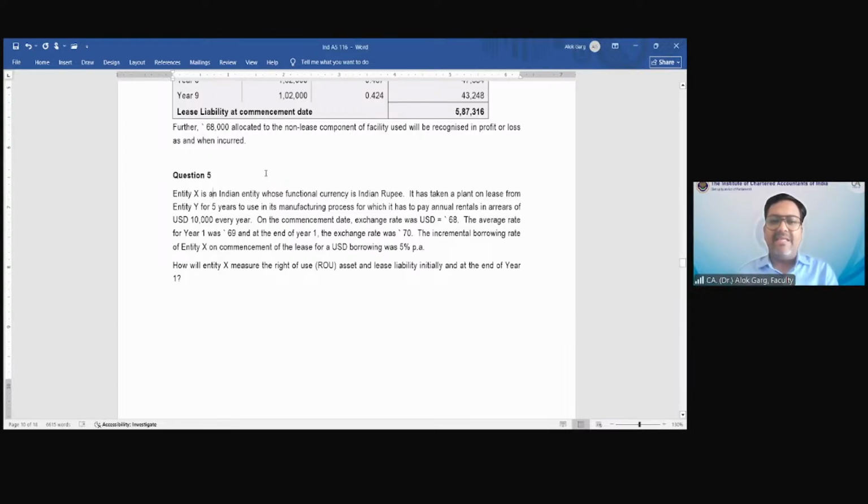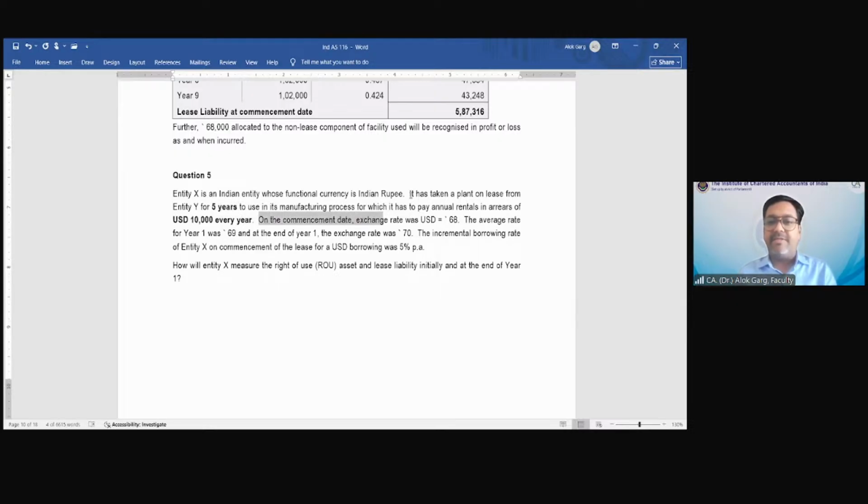Entity X is an Indian entity whose functional currency is Indian rupee. INR is the functional currency. It has taken a plant on lease from entity Y for 5 years to use in its manufacturing process, for which it has to pay annual rental in arrears of USD 10,000 every year. In arrears means at the end of every year. So this entity is paying $10,000 as a consideration. 5 years is the lease term as of now.